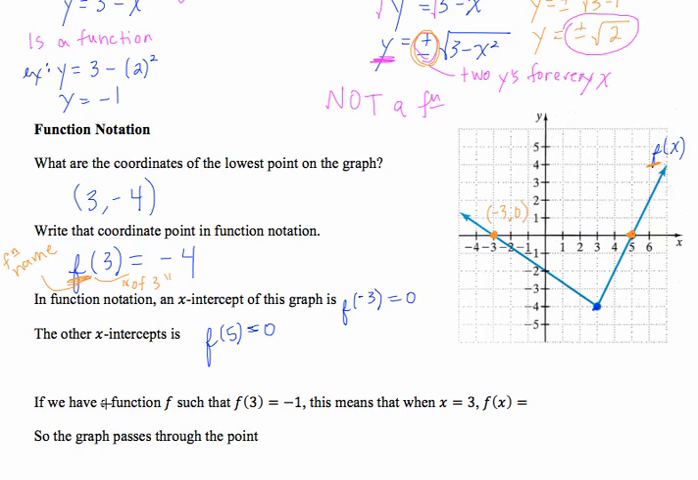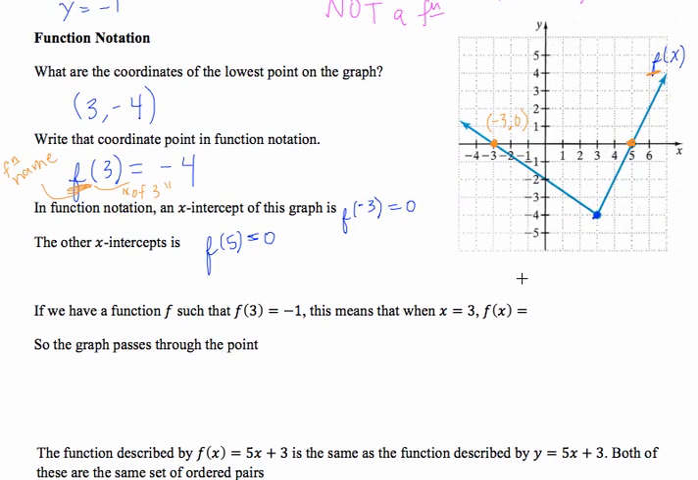Okay, so if you have a function f such that f of 3 equals negative 1, which is not true up here. Okay, we're no longer looking at this graph, different function. But if we have some function f such that f of 3 equals negative 1, this means when x is 3, f of x is equal to negative 1. So f of x is really just a different way of writing y. That's really all it is.